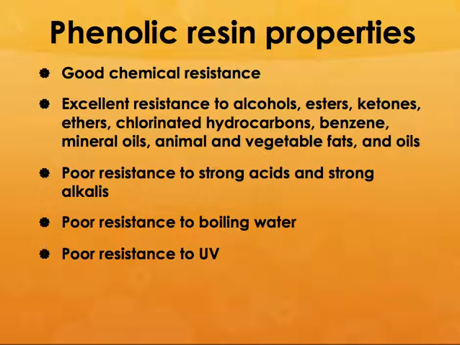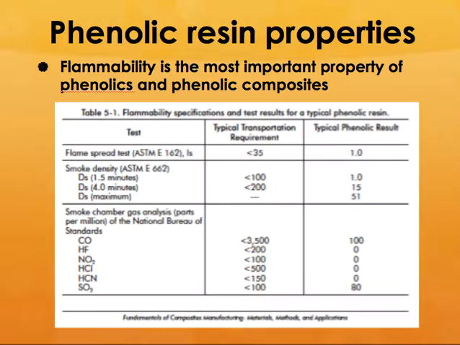So what are some of the properties of phenolic resins? They have good chemical resistance, they have good resistance to alcohols, and many types of solvents and acids, but they don't always have very good resistance to very strong acids. They also have very poor resistance to boiling water and poor resistance to UV. So what do you have to do? If you are making a phenolic component, you have to add additives such as carbon black in order to improve the UV resistance of these composite materials.